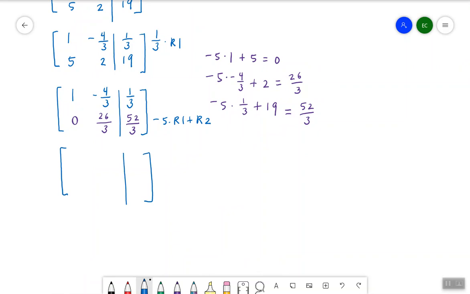So the diagonal goes through 26 over 3. To make it 1, we multiply by the reciprocal. So that will be 3 over 26 times row 2. And that will give us 0, 1, and then 3 over 26 times 52 over 3. You might want to write that off to the side. There's a common factor of 26 that cancels and comes out to a nice answer of just 2. And then we have 1, negative 4 thirds, and 1 third that we leave alone for now.